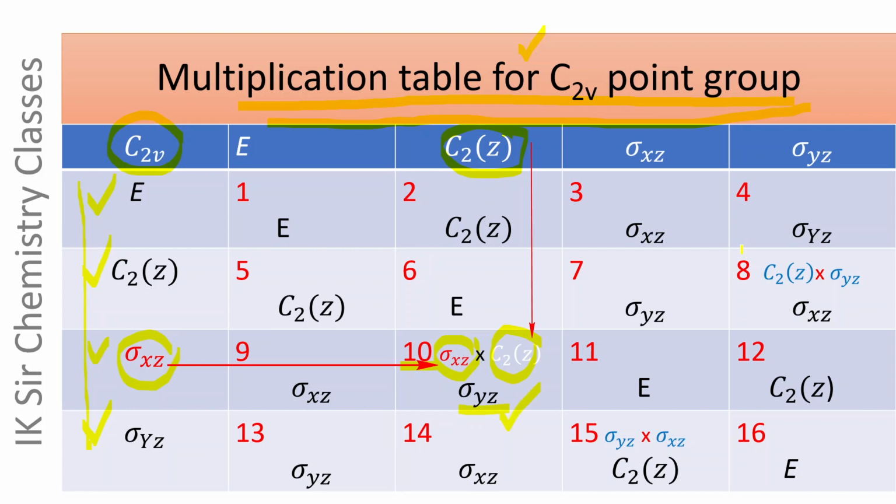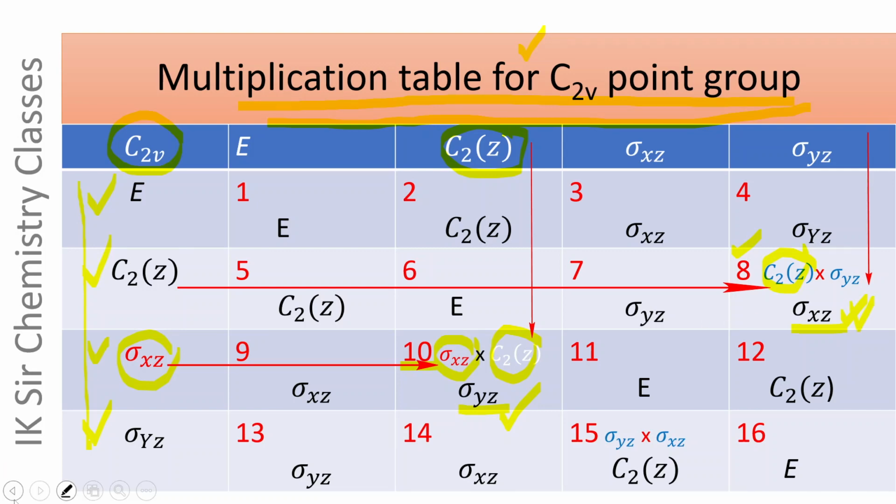Let us consider position number 8, whose entry is sigma xz. It is the product of two symmetry operations, C2z from here and sigma yz from here. C2z multiplied by sigma yz is equal to sigma xz, and how this product is obtained will be discussed on the later slides.